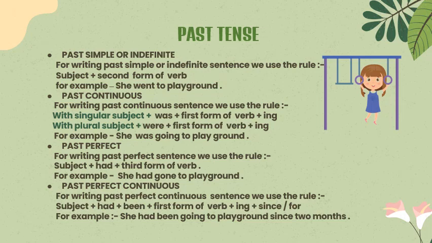Past perfect. For writing past perfect sentences, we use the rule: subject plus had plus third form of verb. For example, she had gone to playground. Number four, past perfect continuous. For writing past perfect continuous sentences, we use the rule: subject plus had plus been plus first form of verb plus ing plus since or for. For example, she had been going to playground since 2 months.